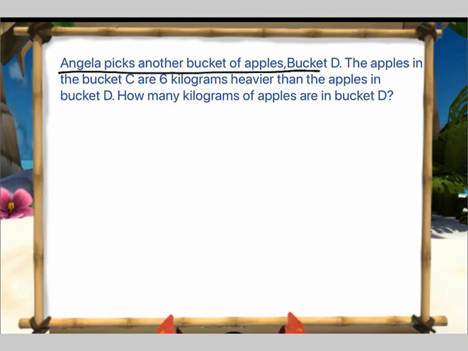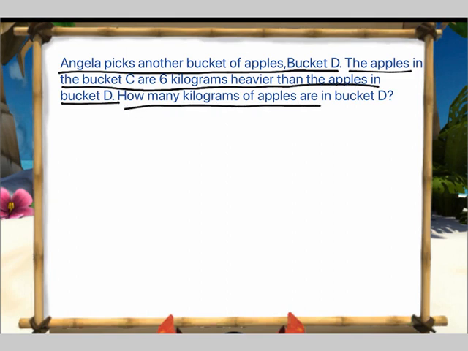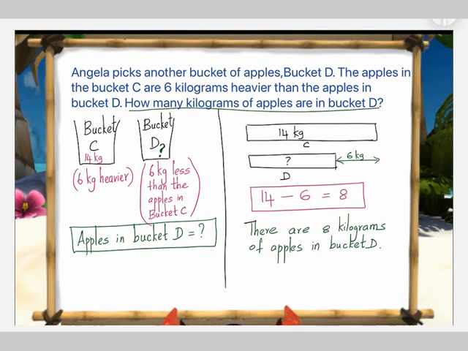Angela picks another bucket of apples, bucket D. The apples in the bucket C are 6 kilograms heavier than the apples in the bucket D. How many kilograms of apples are in bucket D? Okay, so the bucket C has 14 kilograms and bucket D is the one that we have to find, how many kilograms of apples are there.